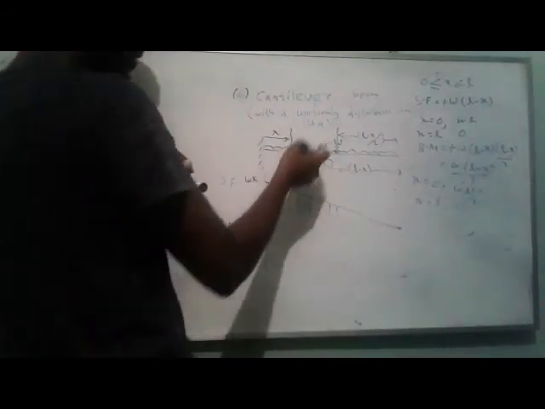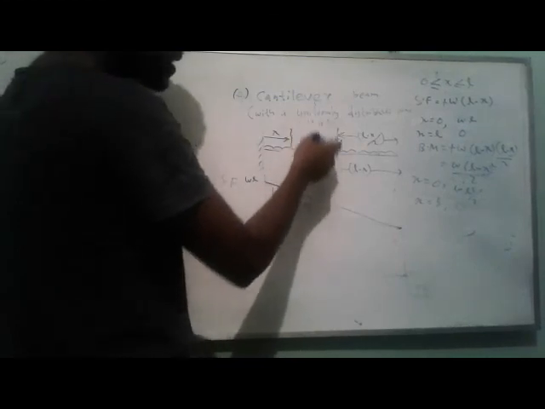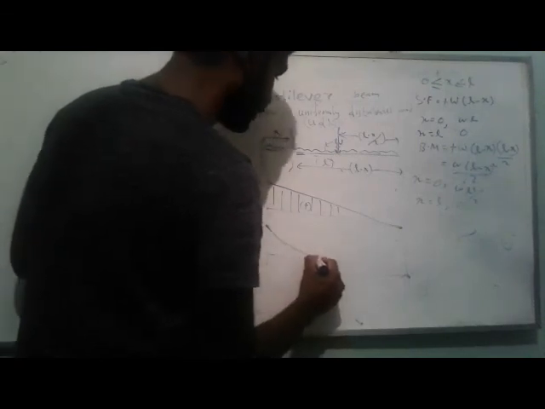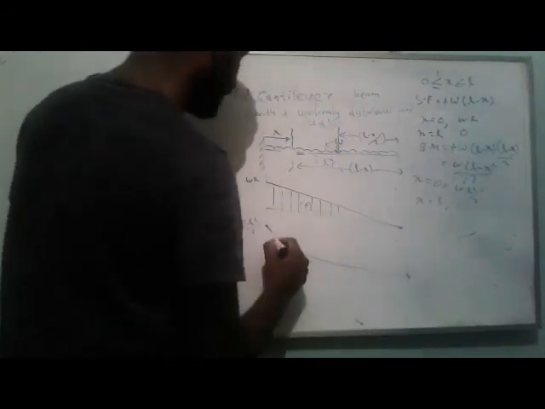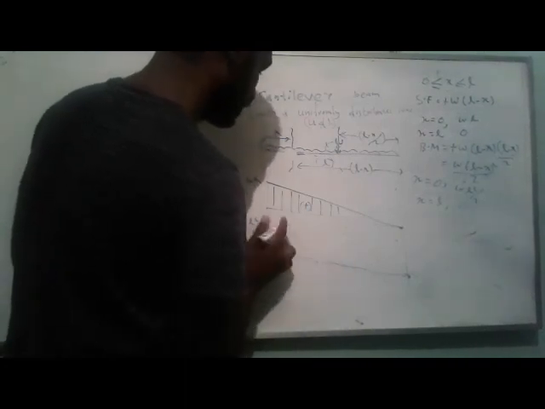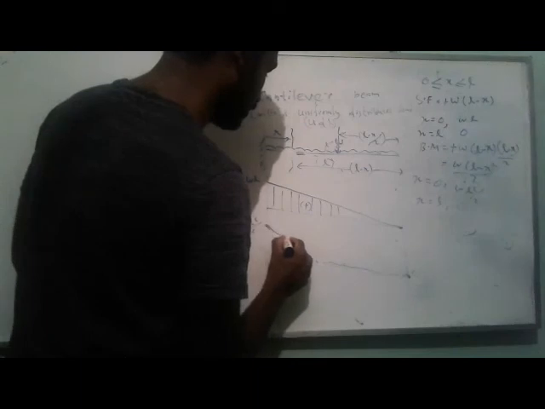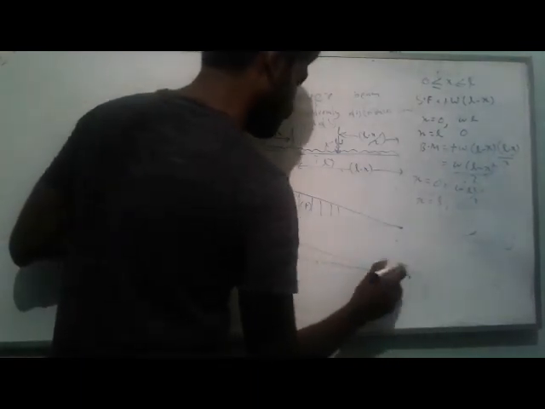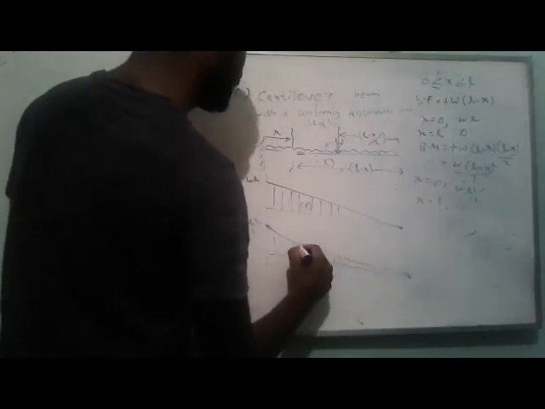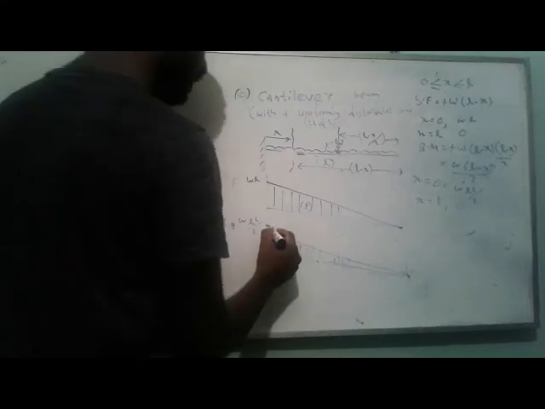But here the loading system is not symmetrical. Therefore, you get 0 here, and this value here, with a parabolic variation like this. It comes to 0 at the end. This is not a linear variation, it's a parabolic variation like this.